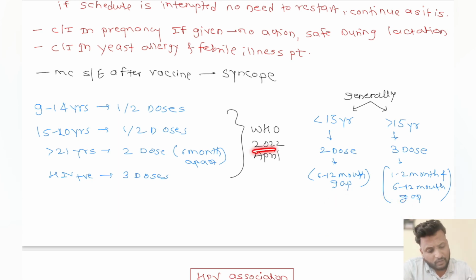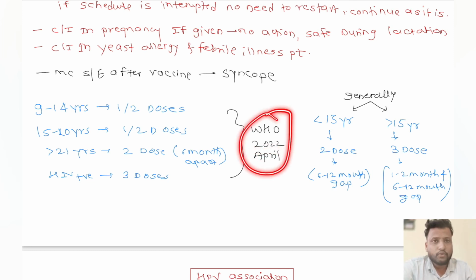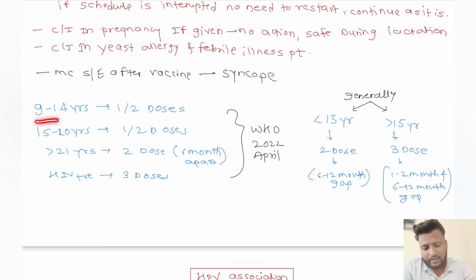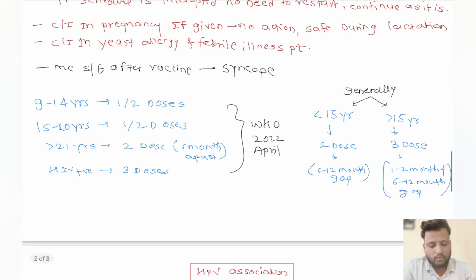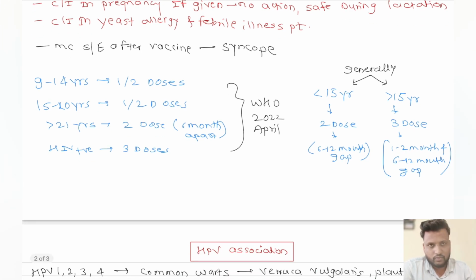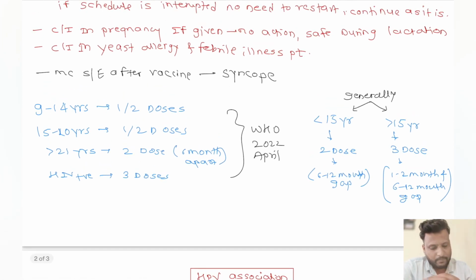But in April 2022, WHO brought a new guideline, that is 9 to 14 years 1 or 2 doses, 15 to 20 years 1 or 2 doses, greater than 21 years 2 doses 6 months apart, and only in HIV positive you will give 3 doses. So this is about the HPV vaccine.